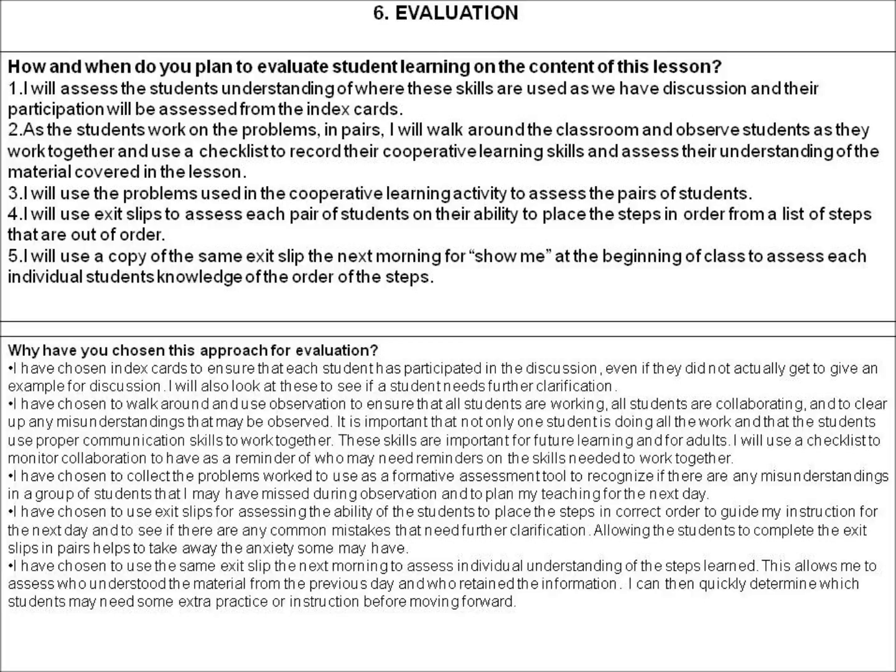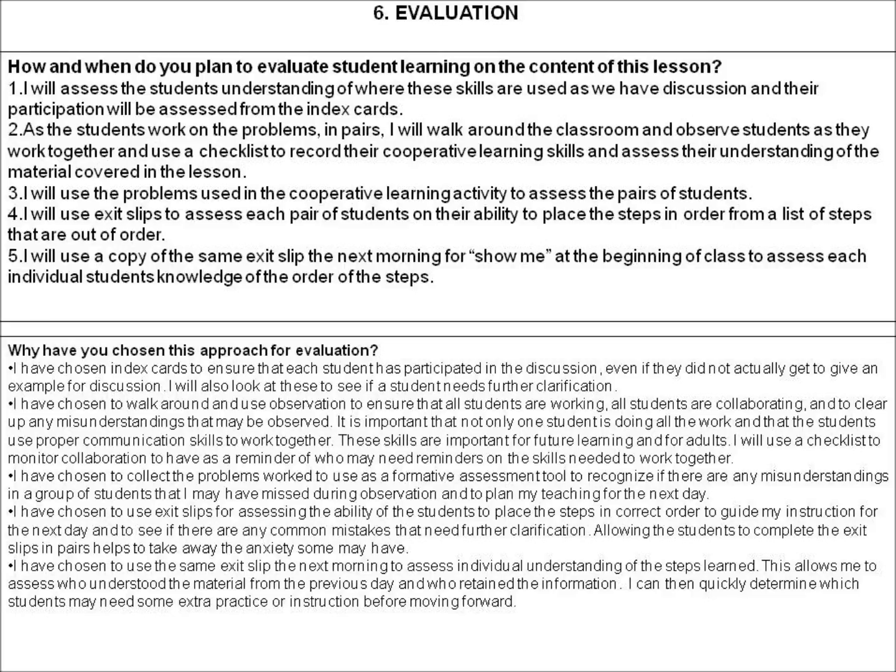I have chosen the approach for these evaluations for different reasons. I've chosen index cards to ensure that each student has participated in the discussion, even if they did not actually get to give an example for the discussion. I will also look at these to see if a student needs further clarification. I've chosen to walk around and use observation to ensure that all students are working, all students are collaborating, and to clear up any misunderstandings that may be observed.